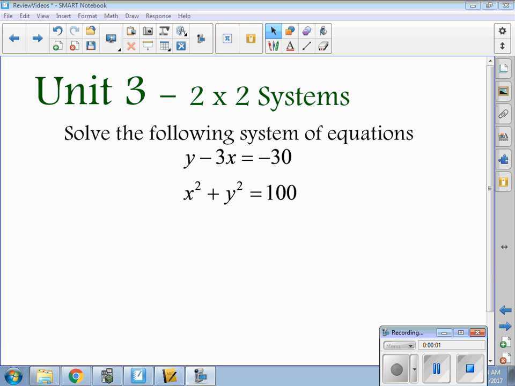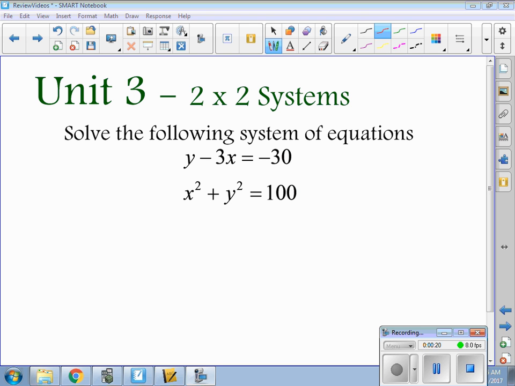Okay, so we've got a 2x2 system of equations. We're going to be solving this algebraically. What I want you to notice is the first equation is linear. We know that because everything is raised to the first power, and the second is a circle because we have x squared and y squared.